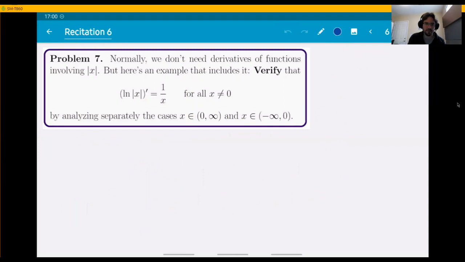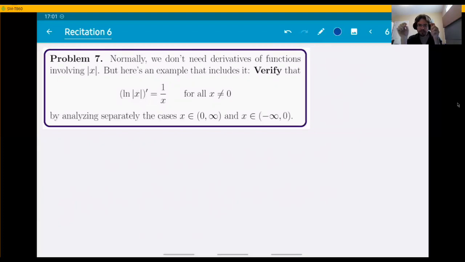Problem 7. Actually not 7, but whatever. All right, you may have noticed, we never have absolute values in these problems where we're trying to find derivatives. Normally, we don't need derivatives of functions involving absolute value. The reason for that is the absolute value function itself is not differentiable at the number 0. Remember, the graph of it has a sharp corner. But sometimes you actually do want to differentiate a function having absolute value, like this.